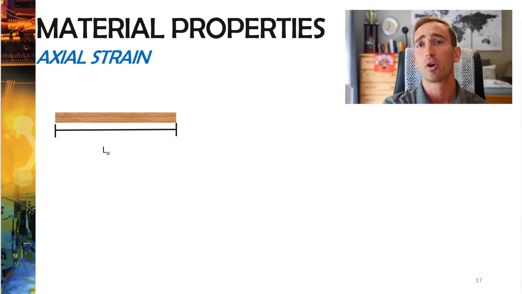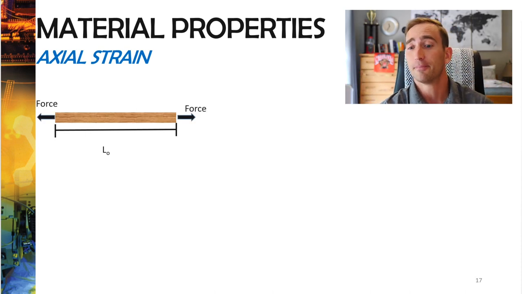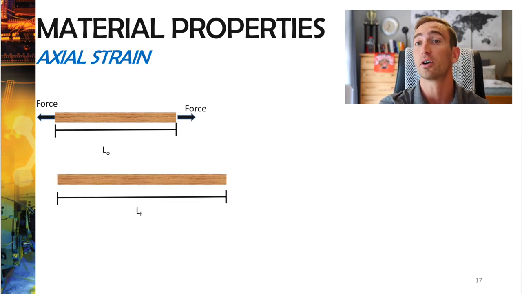Let me explain a little bit more about strain and what it's all about. Take the sample of wood that's shown below, which has an initial length, L0. If I apply a force to both ends of that wood, and I pull, what do you think will happen? It doesn't take a rocket scientist to figure out that that wood is going to get larger. It's going to stretch out as you pull it, and its final length might be LF.